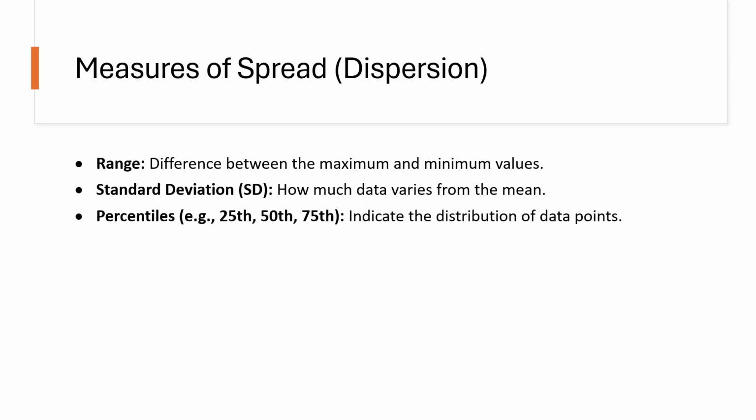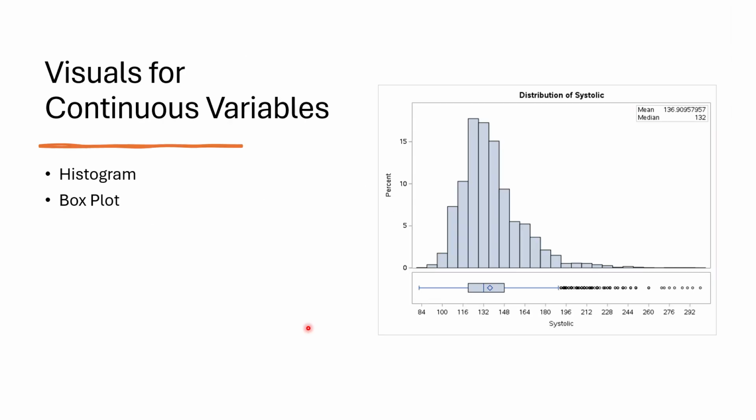We'll talk a lot about measures of spread, and two common visuals are typically used to describe continuous variables: histogram and box plot. Histograms, as you see on the right, they have bars, and each bar represents a range of values. The height of each bar corresponds to the number or percent of observations falling within that specific range. For example, in this histogram for the systolic blood pressure, we see that each bar shows the percentage of people whose systolic blood pressure falls within each interval. Taller bars indicate more observations in that range.